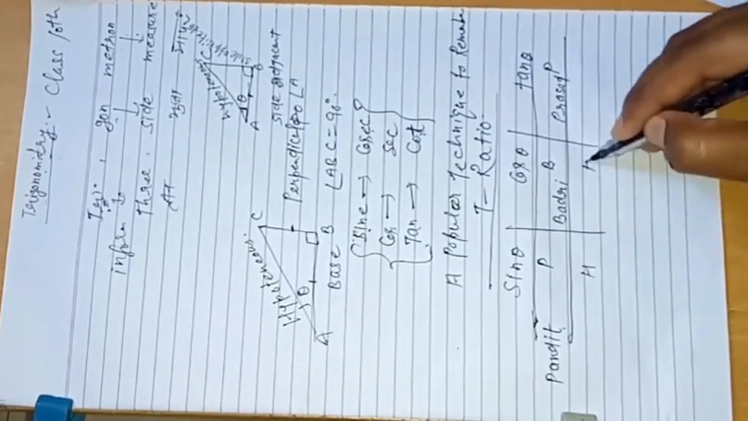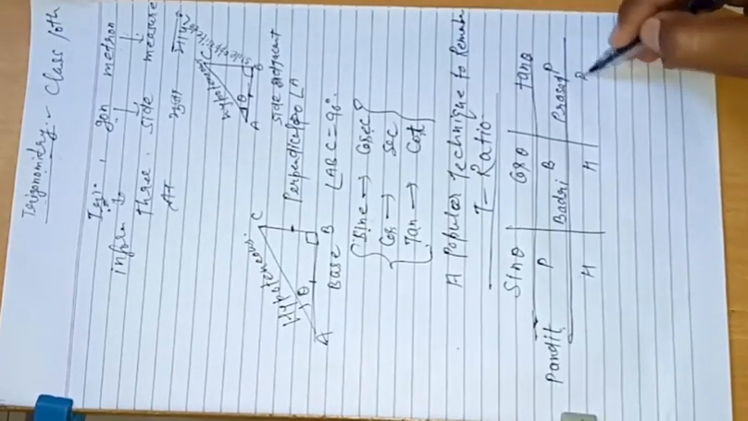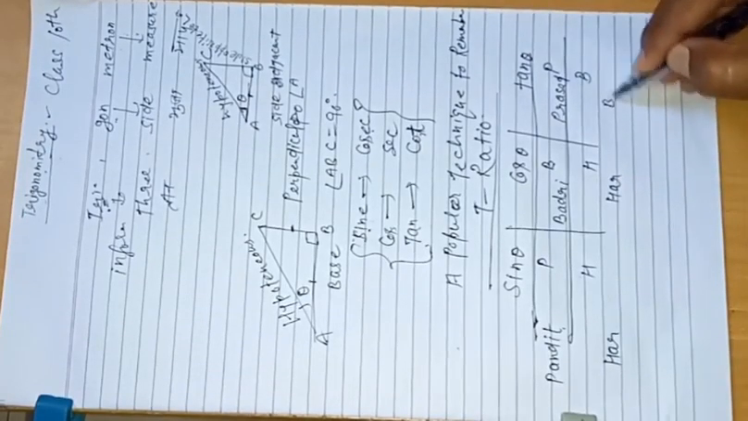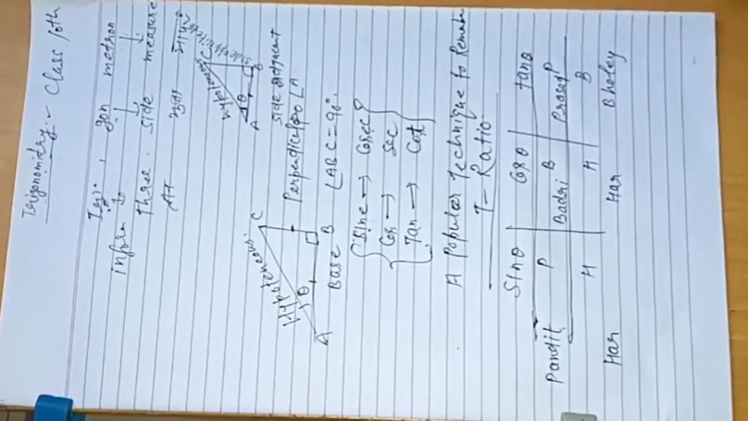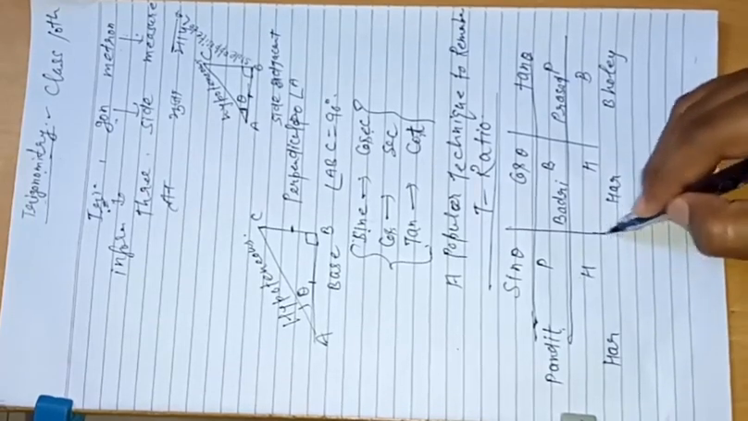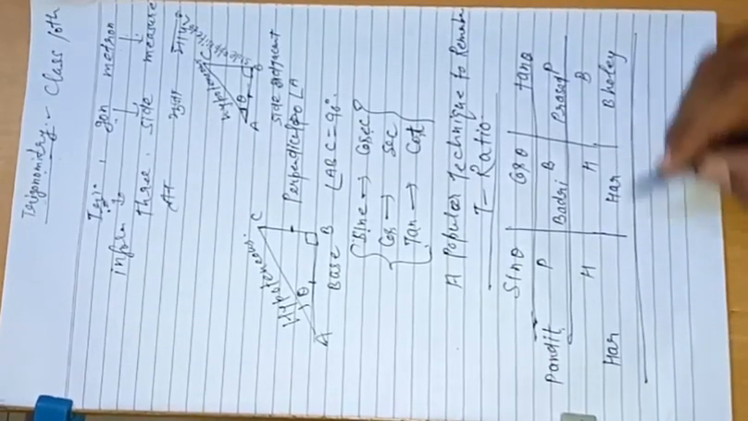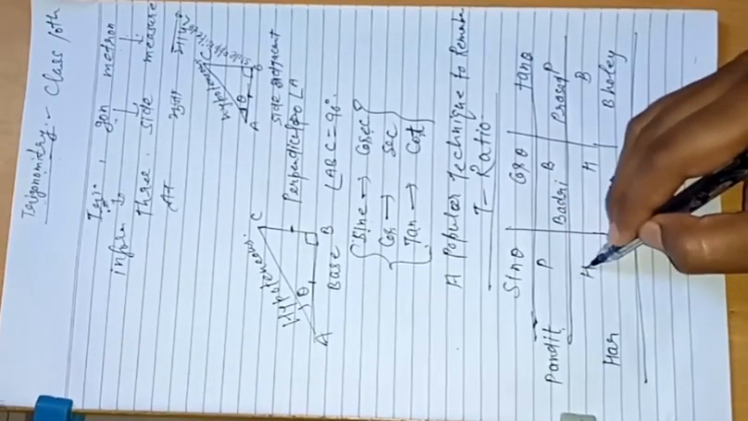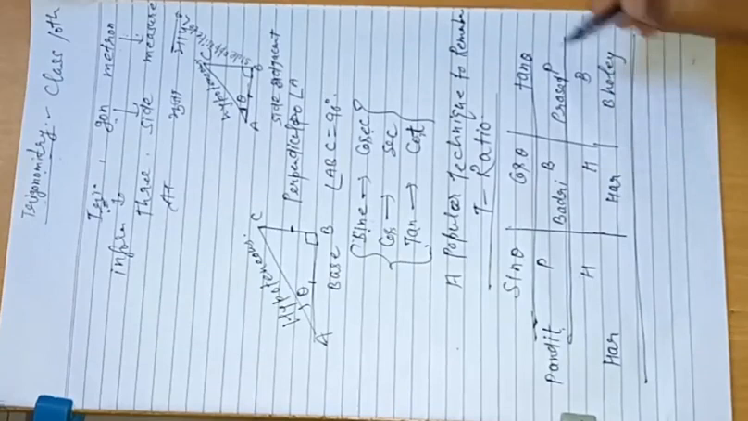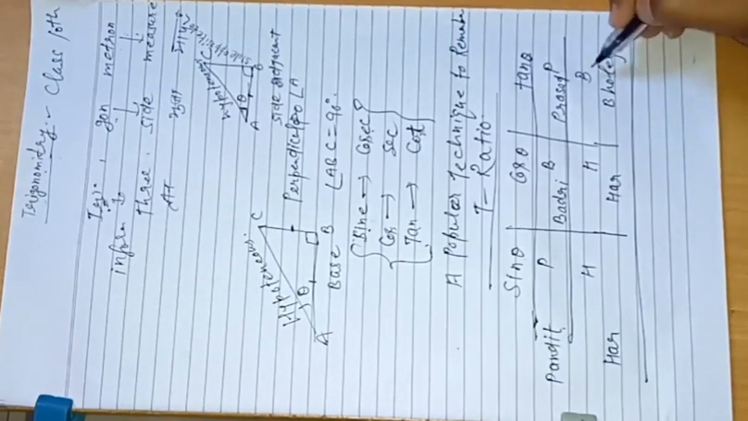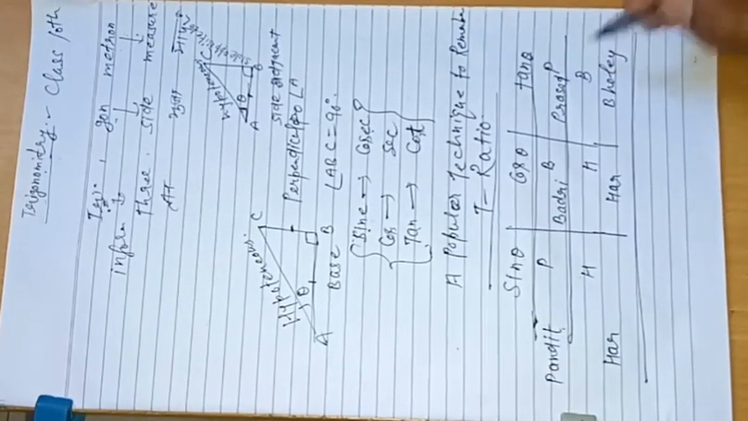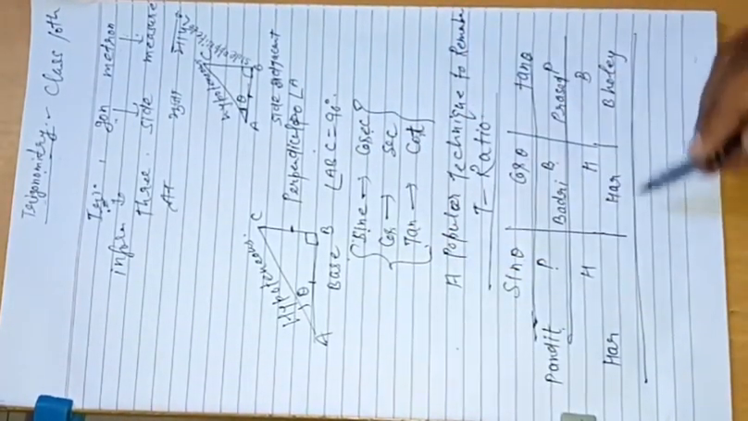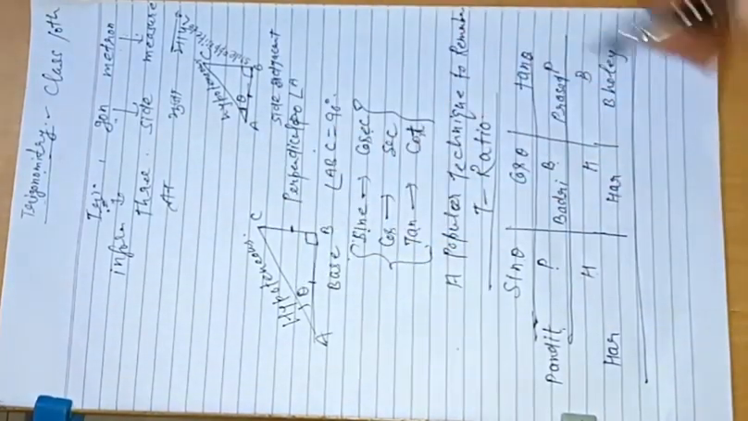H, B. हर भोले. Pandit, Badari, Prasad, हर भोले. This is the ratio of sin theta P by H, cos theta B by H and tan theta P by B, where P is perpendicular, B is base and H is hypotenuse.